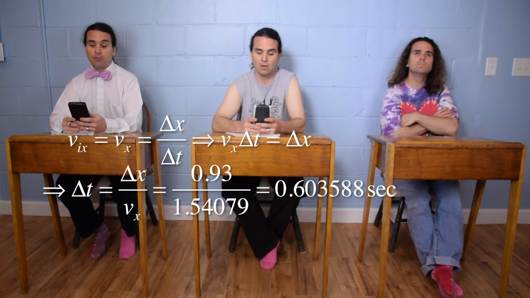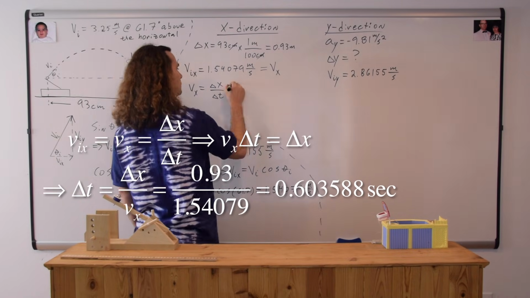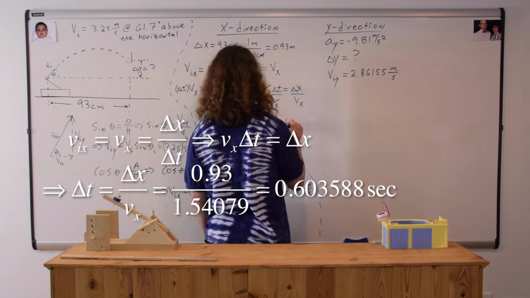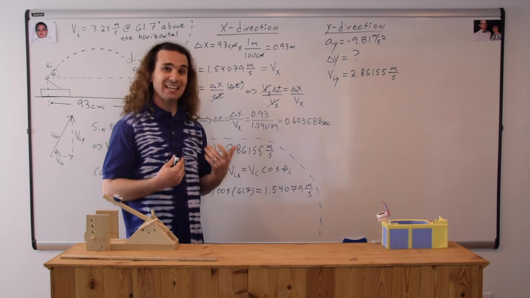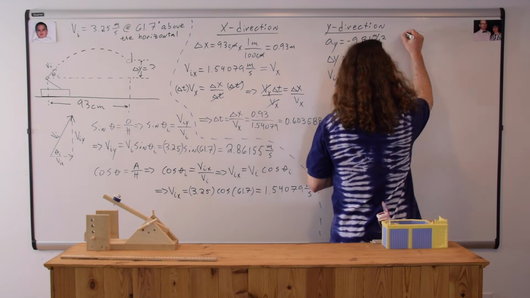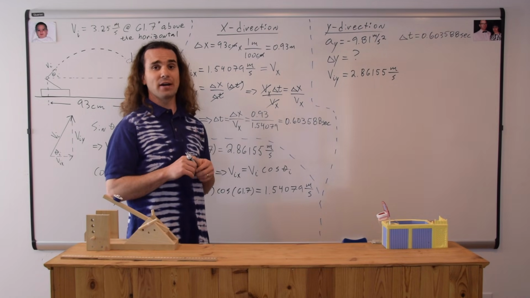Substituting in numbers gives us 0.93 divided by 1.54079, which is 0.603588 seconds. Now that we have the change in time, which is a scalar, which means that it's independent of direction, we can add that to our y direction knowns and solve for the displacement in the y direction.